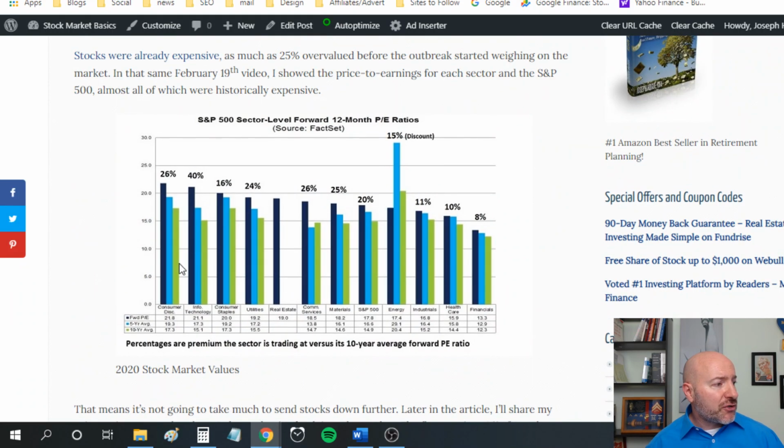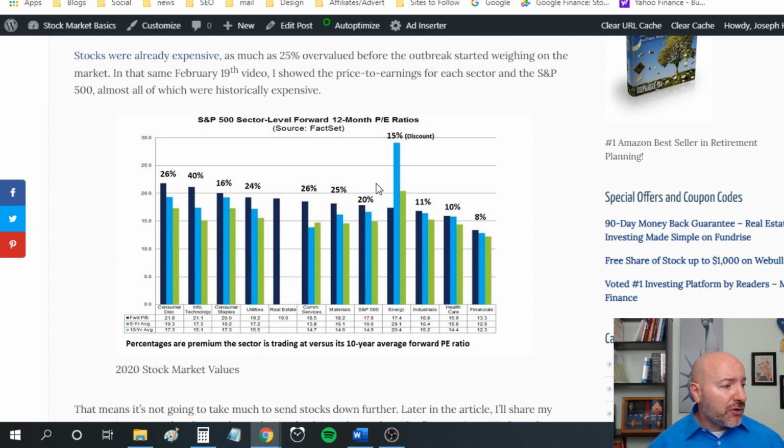This shows the PE ratios, right? So how expensive were sectors in the market before the virus hit. This data is about a month old, and you can see we were historically expensive in a lot of these sectors. 26% in consumer discretionary, 40% premium on information technology. So the stocks in the IT sector were 40% higher than that longer term average on their PE ratio, right?